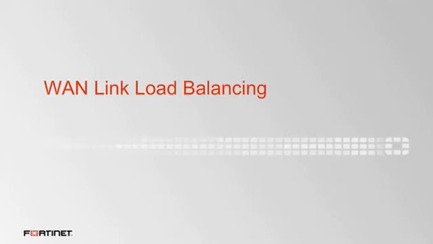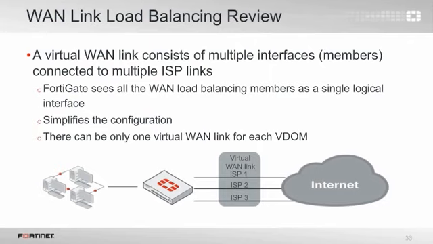In this section, you will learn about WAN link load balancing. WAN link load balancing consists of a group of interfaces connected to multiple ISPs. Once created, FortiGate sees all those Internet interfaces as a single logical interface, the WAN load balancing interface. This simplifies the configuration, because the administrator can configure a single set of routes and firewall policies that are applied to all ISPs. There can only be one WAN load balancing interface for each VDOM.